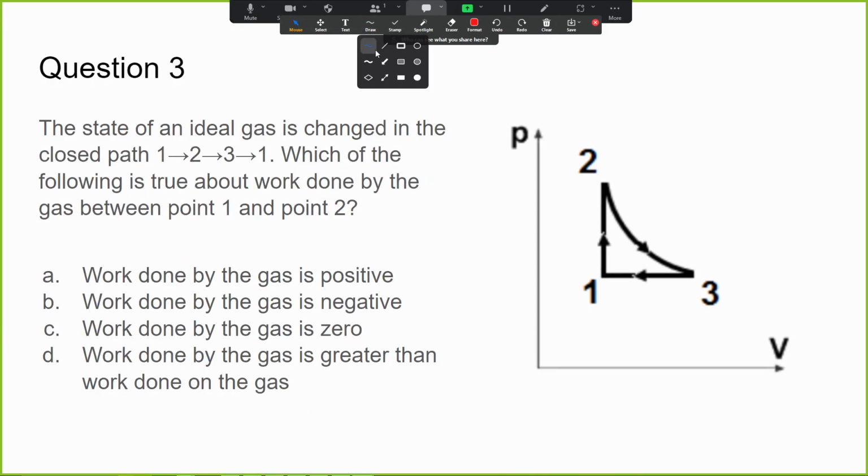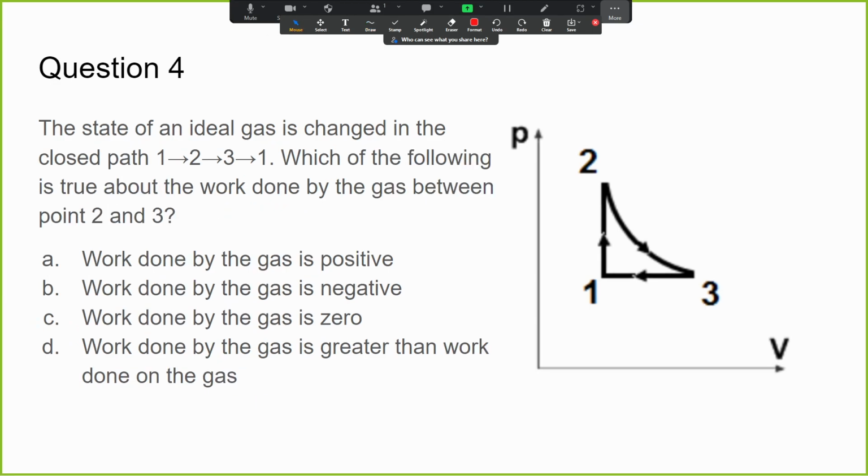Okay. Same chart that we're looking at here. The state of an ideal gas is changed in this same closed path. Which of the following is true about the work that is done on the gas between point 1 and point 2? So I'm looking at point 1 and point 2, and I can say, okay, this is an isovolumetric process, which means that there's no change in volume, which means there is no work done by the gas. If volume's not changing, no work is going to be done.